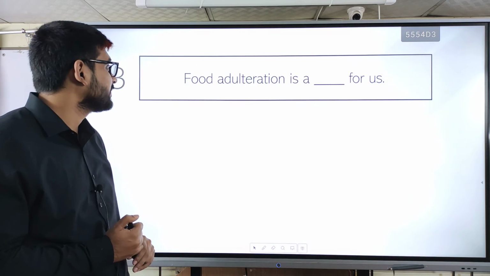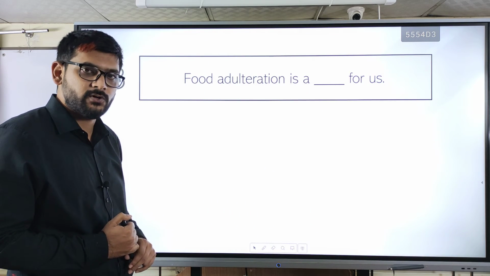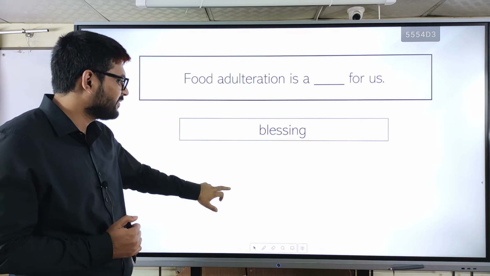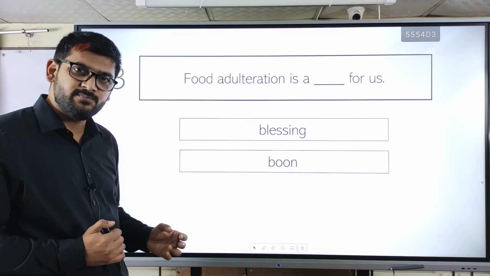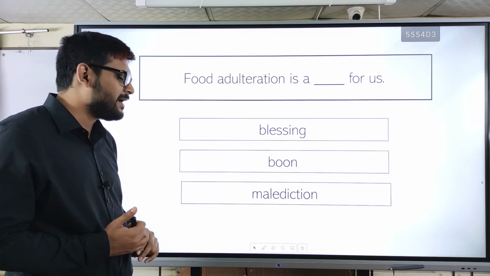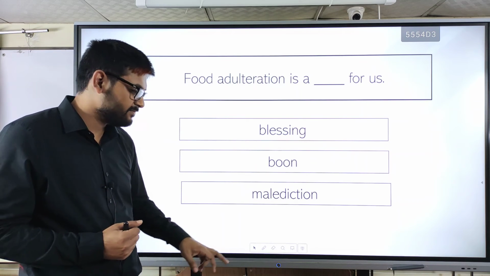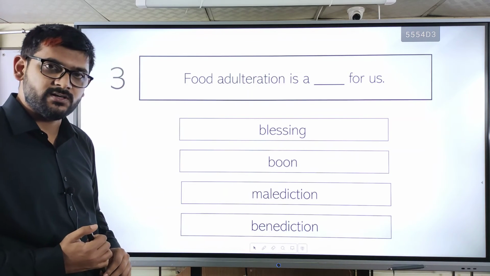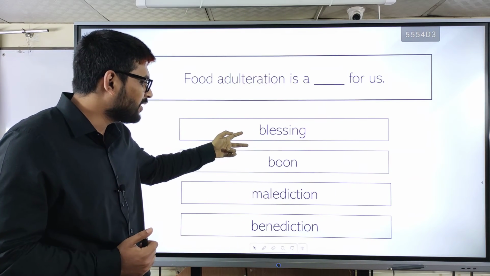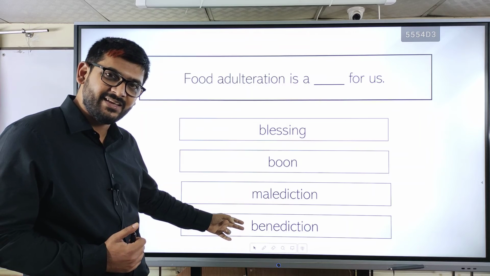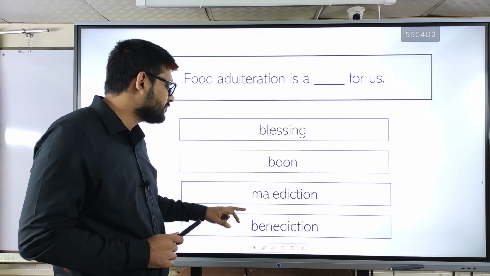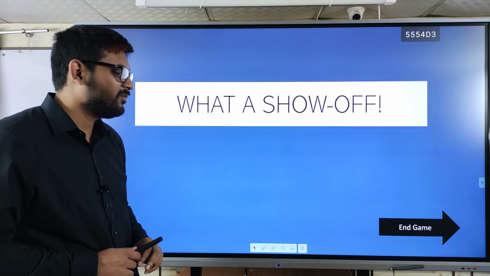Next question. Food adulteration is a dash for us. Food adulteration is a blessing for us? I guess not. It is a boon for us. Boon means blessing, the similar meaning. It is a malediction for us, a curse for us, or it is a benediction for us. Again, benediction means blessing. So here three words are of the same meaning. What do you think the answer should be? Yes, you are right. The answer should be malediction. Okay, what a show off.